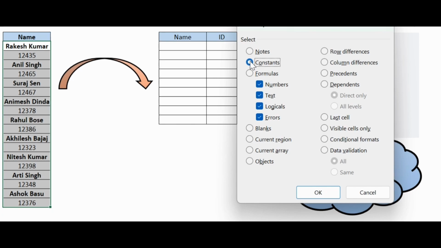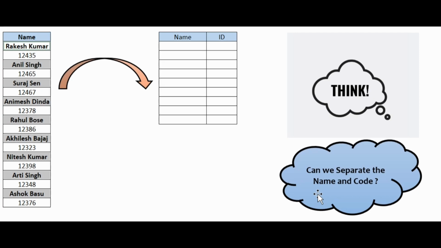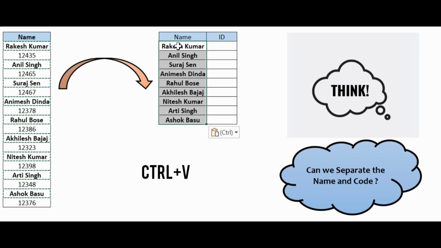So here we need to select Constants, and after that we need to check the box Text. Then click on OK. After that we can see the cells that contain text are selected. Now we need to press Ctrl+C, that is copy, and paste where you want, that is Ctrl+V. And we can see we easily separated the names.